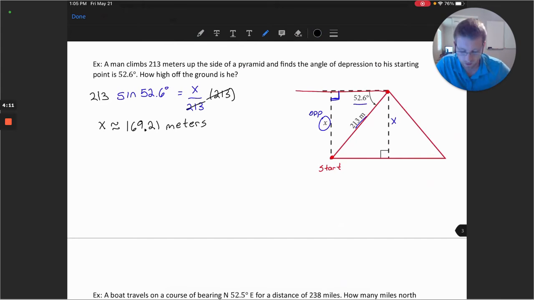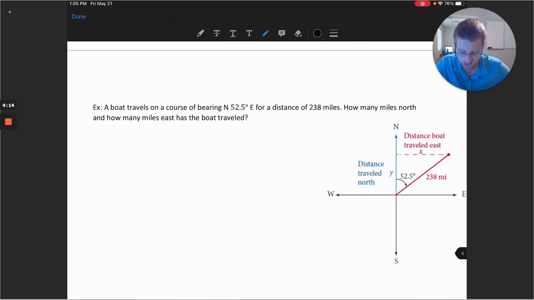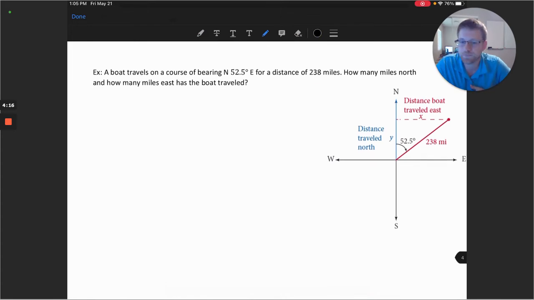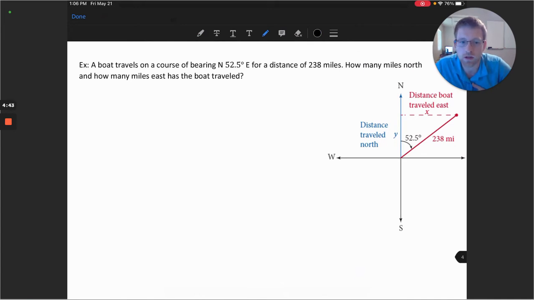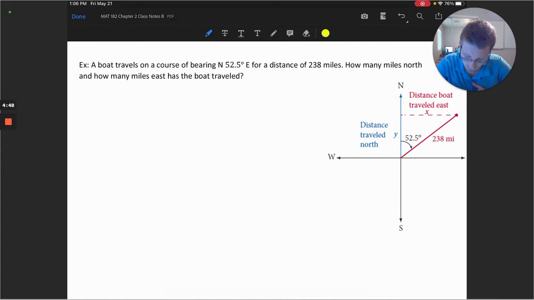Let's take a look at a second example here with some directional angles. Here a boat travels on a course bearing north 52.5 degrees east for a distance of 238 miles. How many miles north and how many miles east has the boat traveled? In this case, we have a picture, and we'll do one example to draw the picture from scratch. But let's consider the language first and look through the picture.